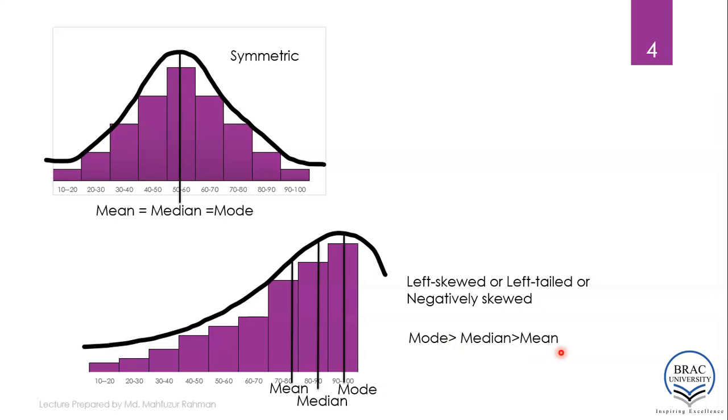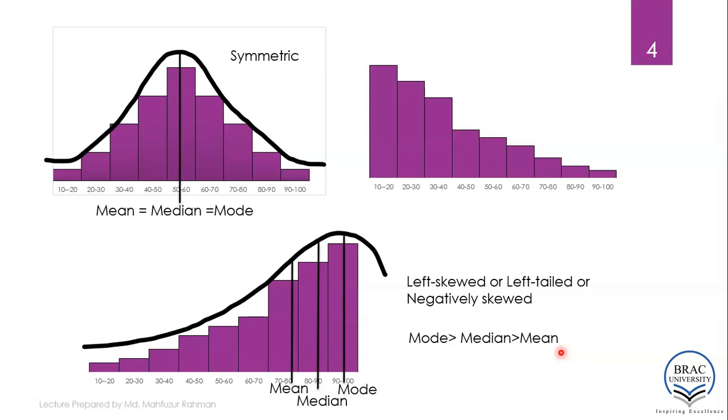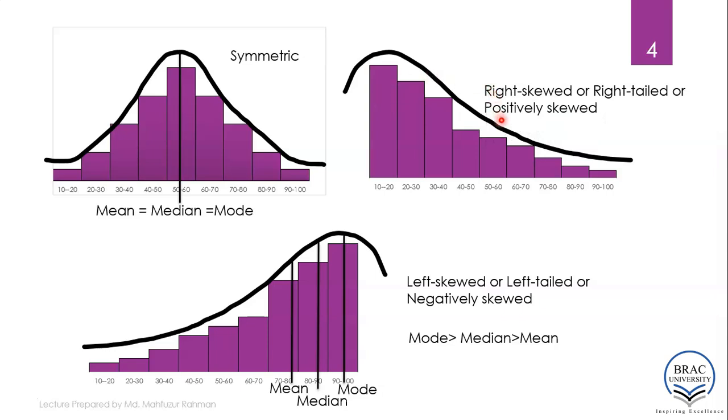Now let's take another graph, which is exactly the mirror image of the left-skewed, left-tailed, or negatively skewed distribution. This is known as a right-skewed, right-tailed or positively skewed distribution. As we said, if you can't remember the name, just see where the tail is. There is a long tail on the right side of the graph, so you can say this is a right-skewed, right-tailed or positively skewed distribution.